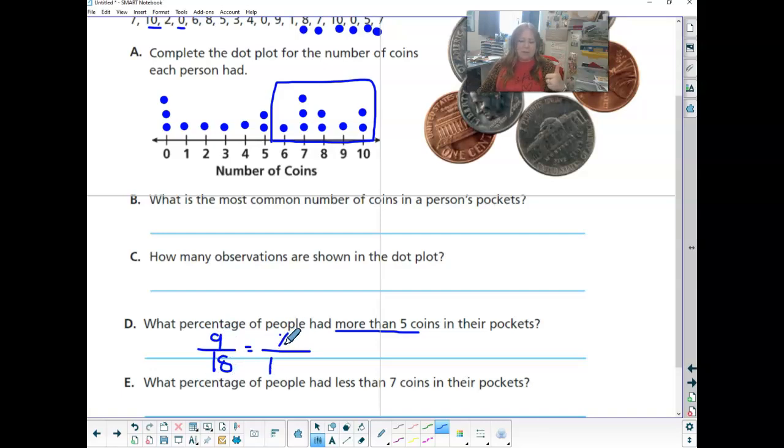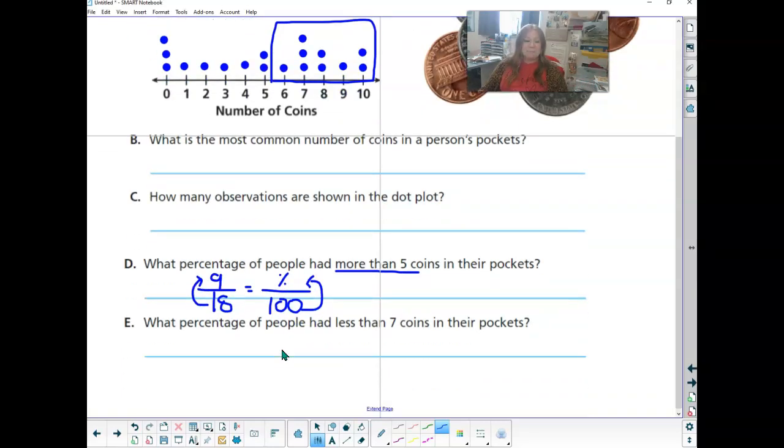We're looking for the percent. We know percents are out of 100. So there's lots of ways we can do this. Is there a way to get from 18 to 100? Not off the top of my head. I can do 9 times 100 and divide it by 18. But I also noticed there's a way to get from 18 to 9. And if you notice that, we're going to do the same thing here. If you're not seeing that, then do 9 times 100, divide by 18 to find our percent.